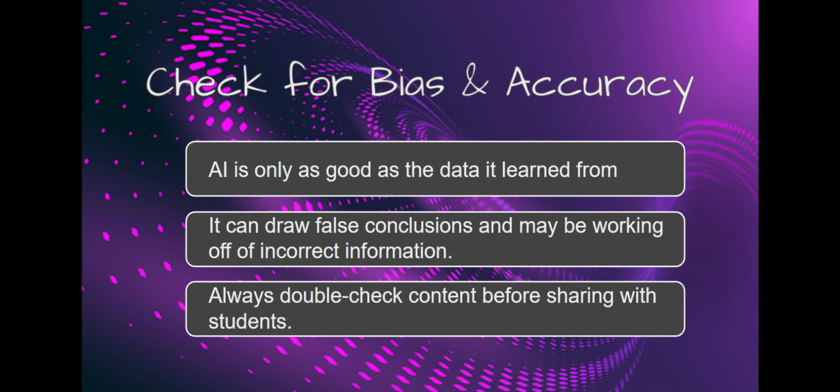The first and most important thing is always check what you get from the AI for bias and accuracy. Right? It's only as good as the data it learned on, and it can draw false conclusions. It can be working off incorrect information. And so make sure you always look at every single thing, read it over before you hand it out to kids.